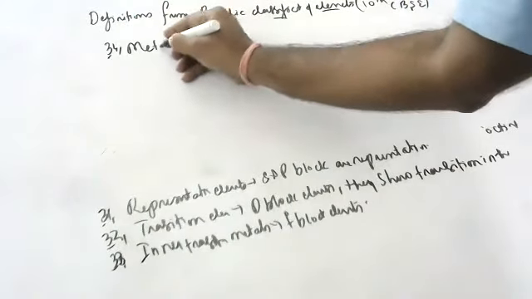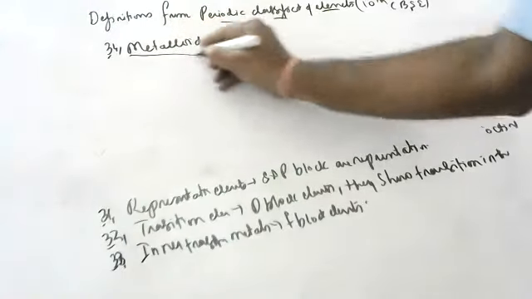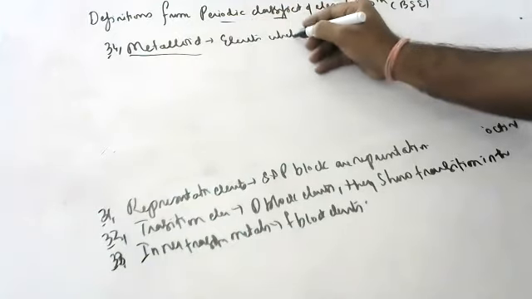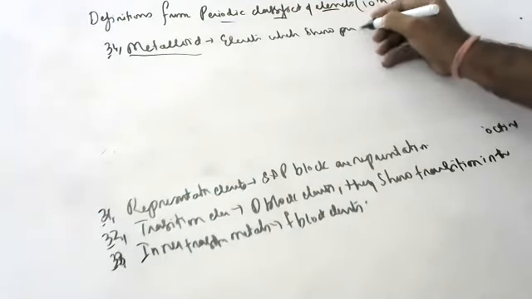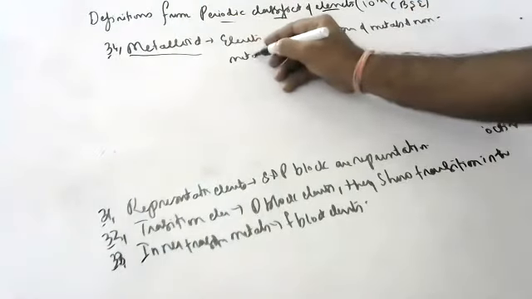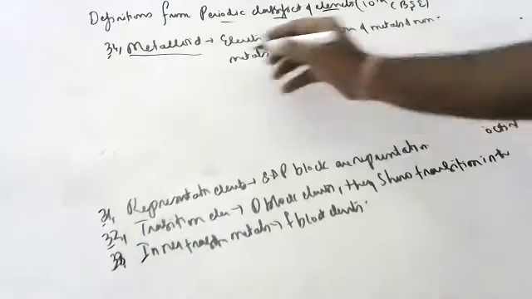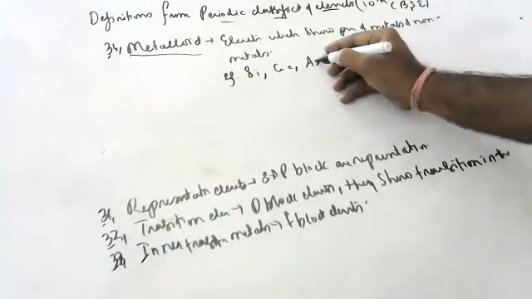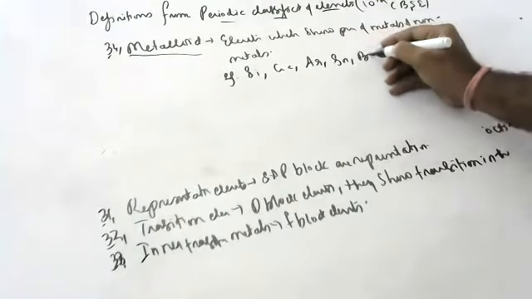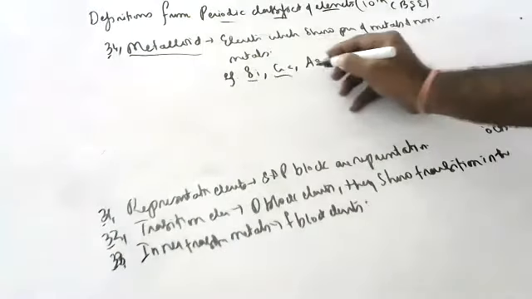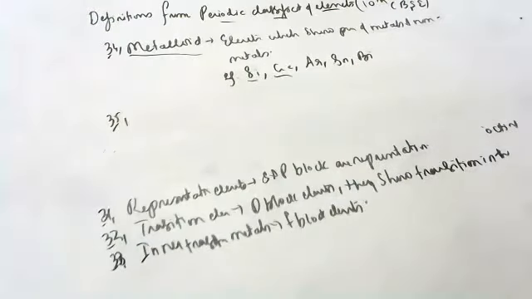Most important: metalloid. Very, very important. What are metalloids? Elements which show properties of both metals and non-metals. Some examples: silicon, germanium, arsenic, antimony, bismuth. These are called metalloids, children.